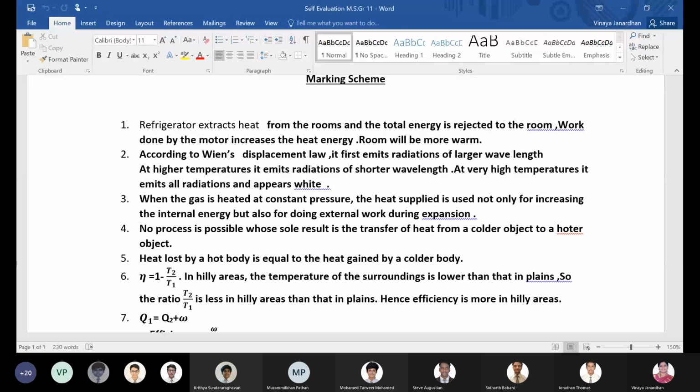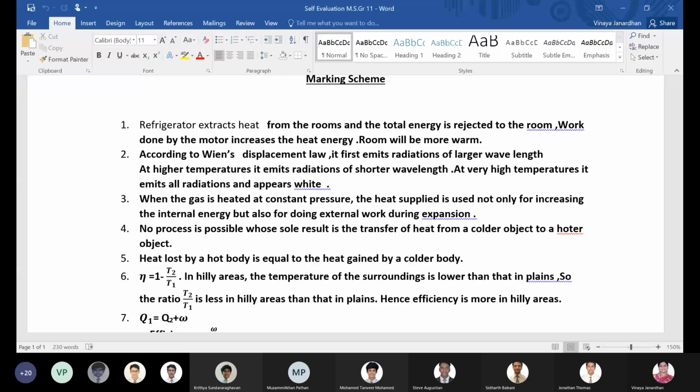Are you clear, boys? From a colder body, if heat has to be transferred to a hotter body, you have to do work. That work is done by the motor. What happens if you extract heat energy from a colder body and throw it to the surroundings, the hotter body? The colder body still goes lower. It gets cooler and cooler. This is how your refrigerator works, and this is what we call the second law of thermodynamics.